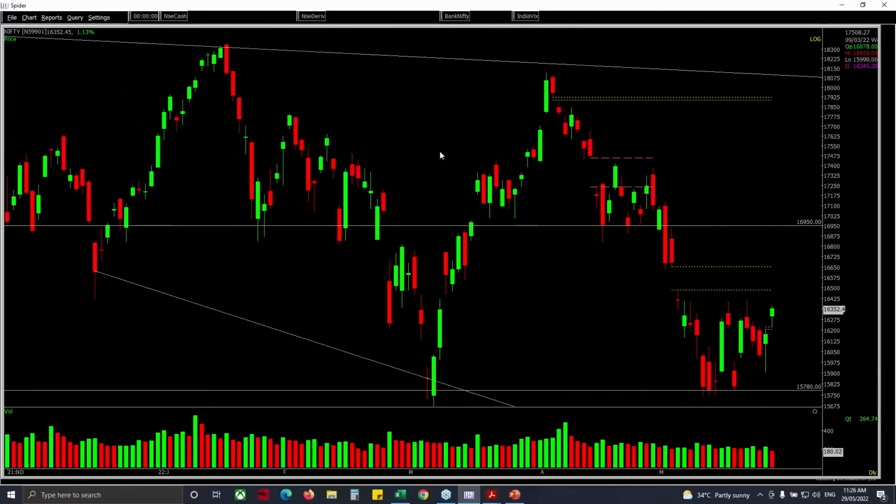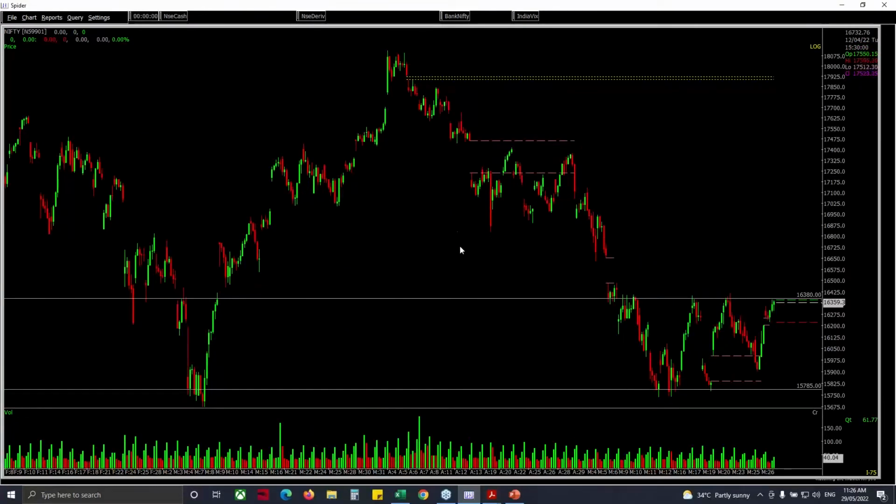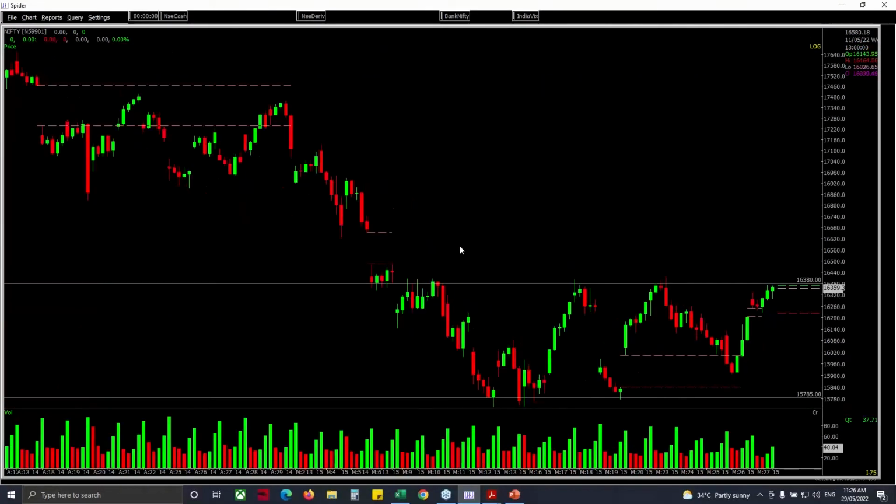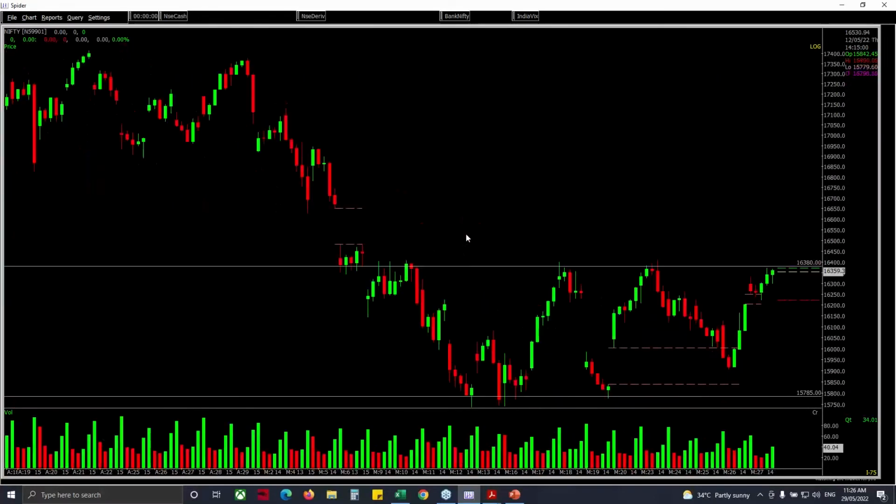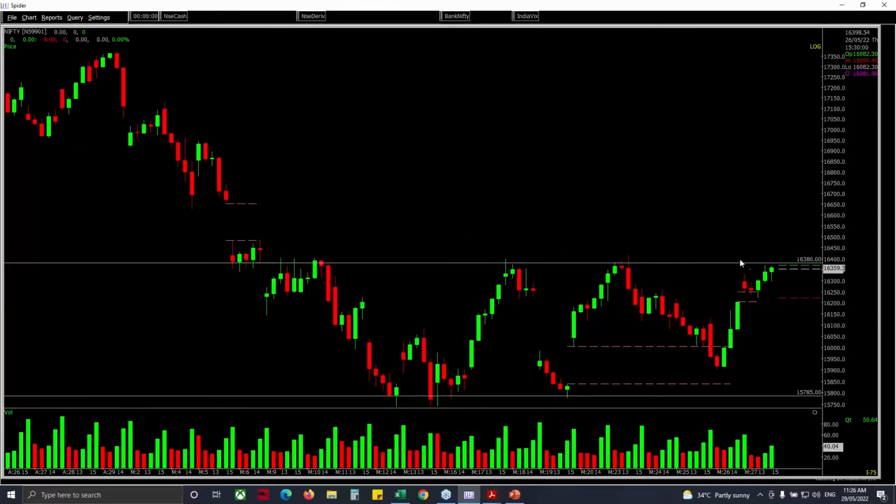Now let's go to a typical microscopic view of intraday charts of 75 minutes, which we normally use, and it is easily available on Spider software. You can see the lines drawn between 16,380 and 15,785. We have been in this consolidation since 9th of May till date. We went down, we went up, again down, up, down, but didn't touch the support line, and we are now about to touch the resistance line.